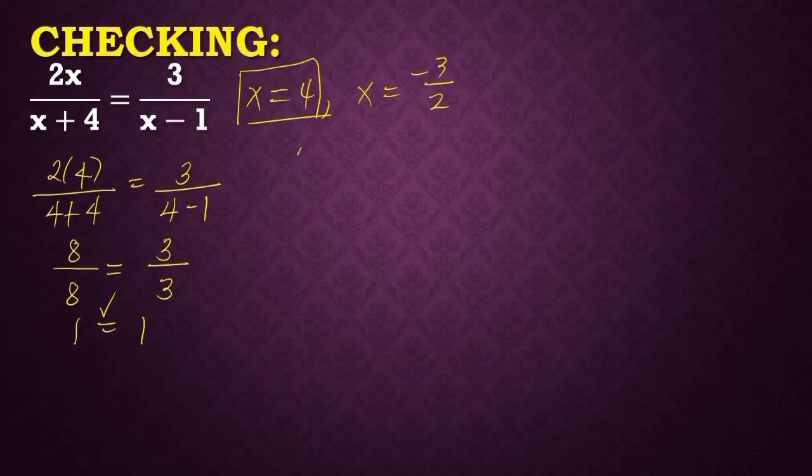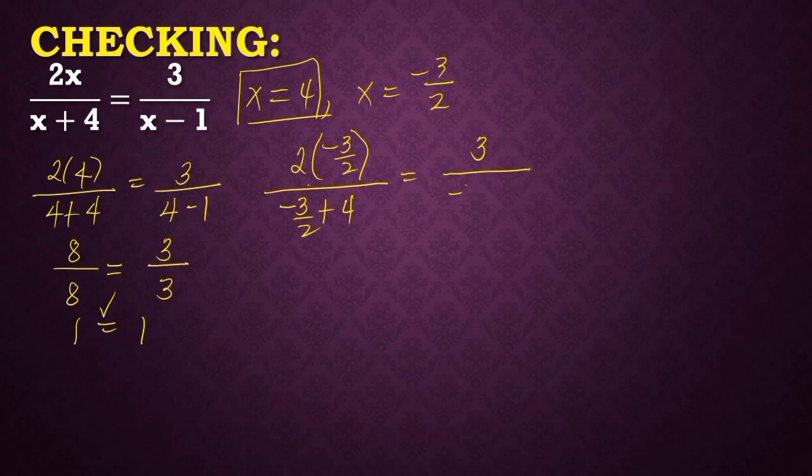What about negative 3 over 2? So, magiging ganito siya. 2 times negative 3 over 2 all over negative 3 over 2 plus 4 equals 3 over negative 3 over 2 minus 1. So, kapag ganyan po fractions, kailangan po natin kunin yung LCD. So, sa taas muna, 2 times negative 3 over 2. So, pwede po natin i-cancel yung 2. So, matitira na lang po is negative 3.